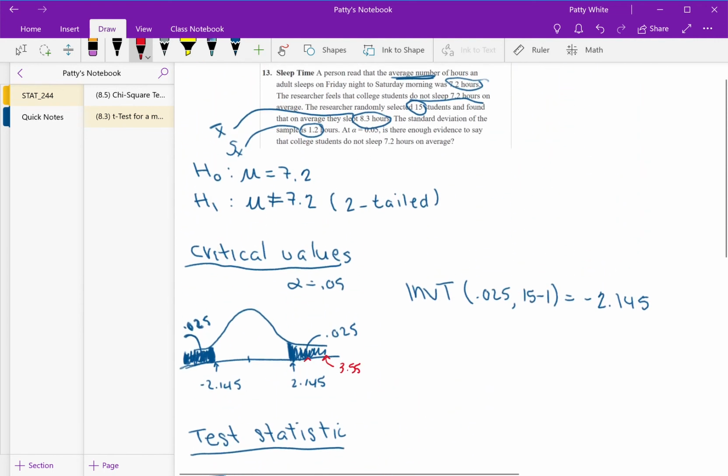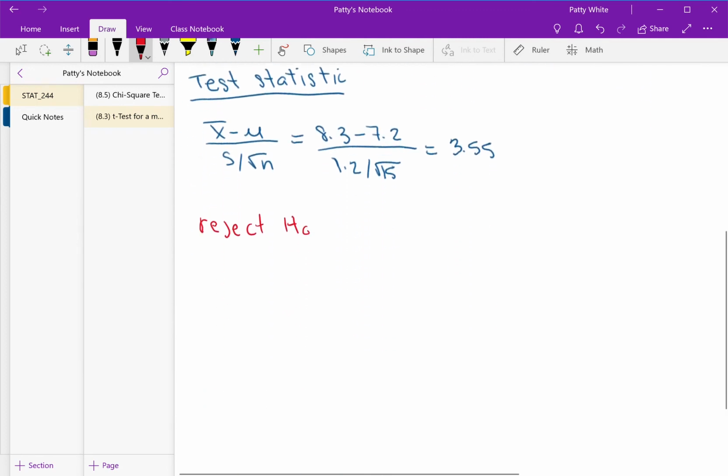Well, since we are rejecting H naught, we have to figure out what that actually means. So I'm going to come back up to my hypotheses. If I reject H naught, that means I do have evidence to support the alternative. So at the alpha equals 0.05 level, we have evidence to support that the average number of hours that college students sleep is not 7.2. So we have evidence to support this claim now. Let's go ahead and write the summary.